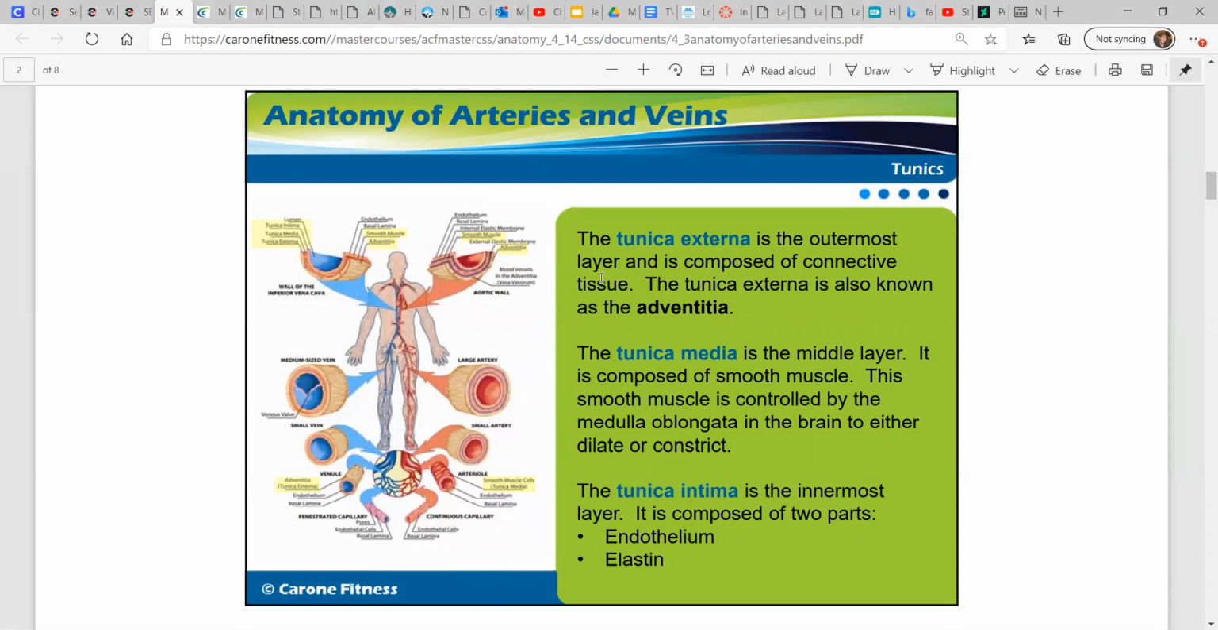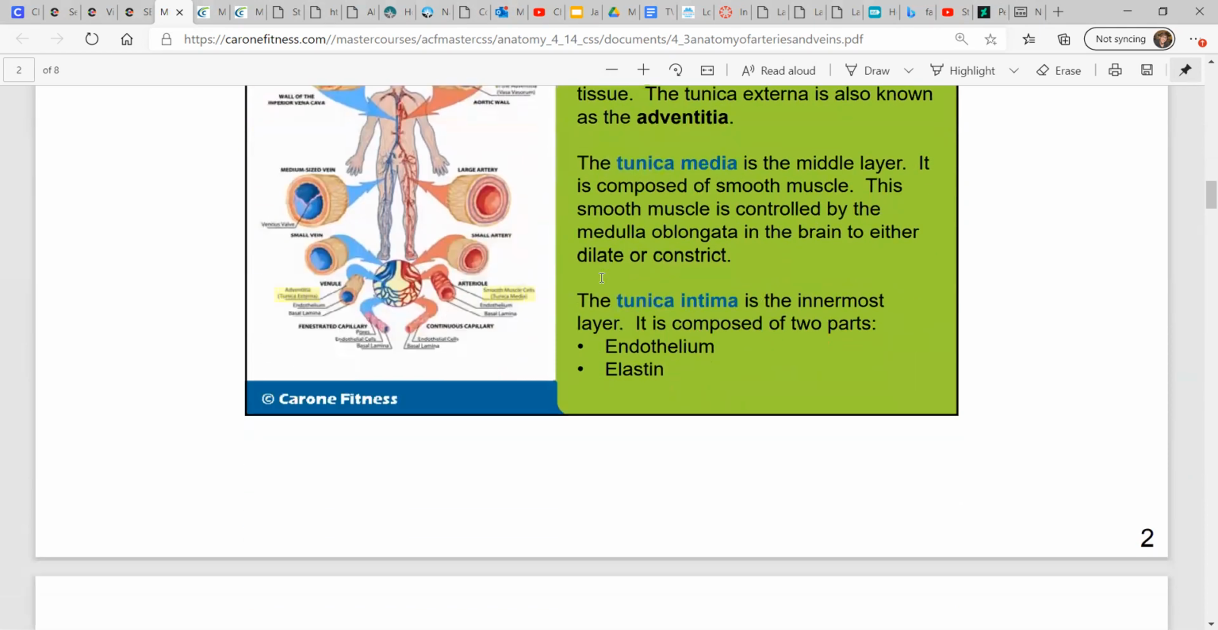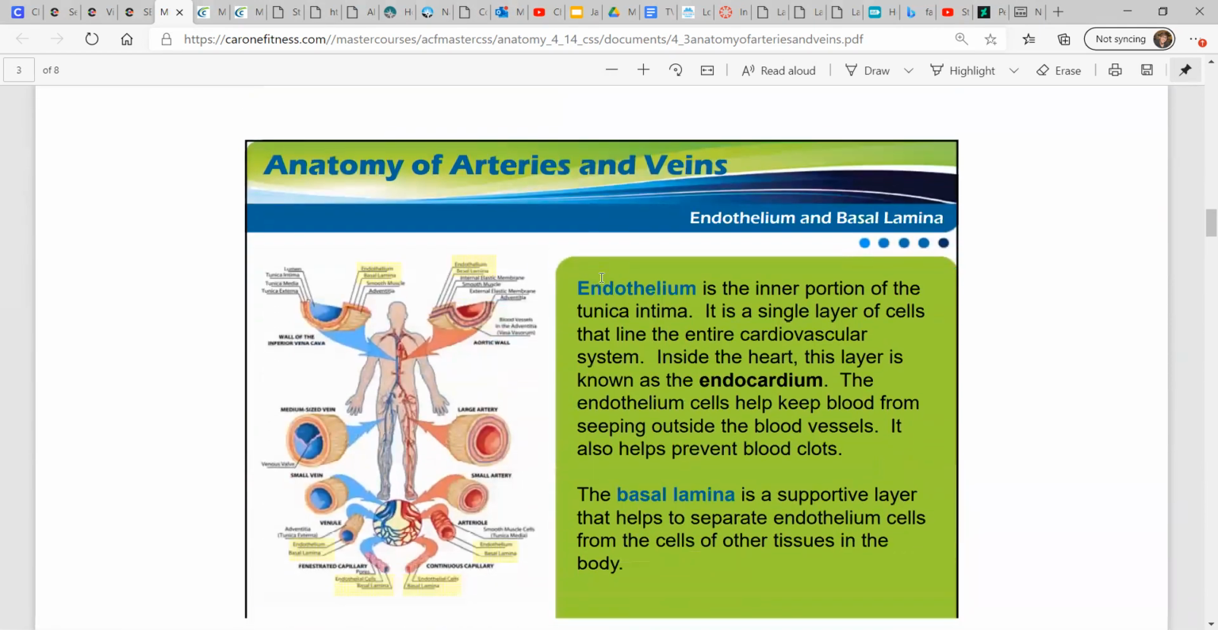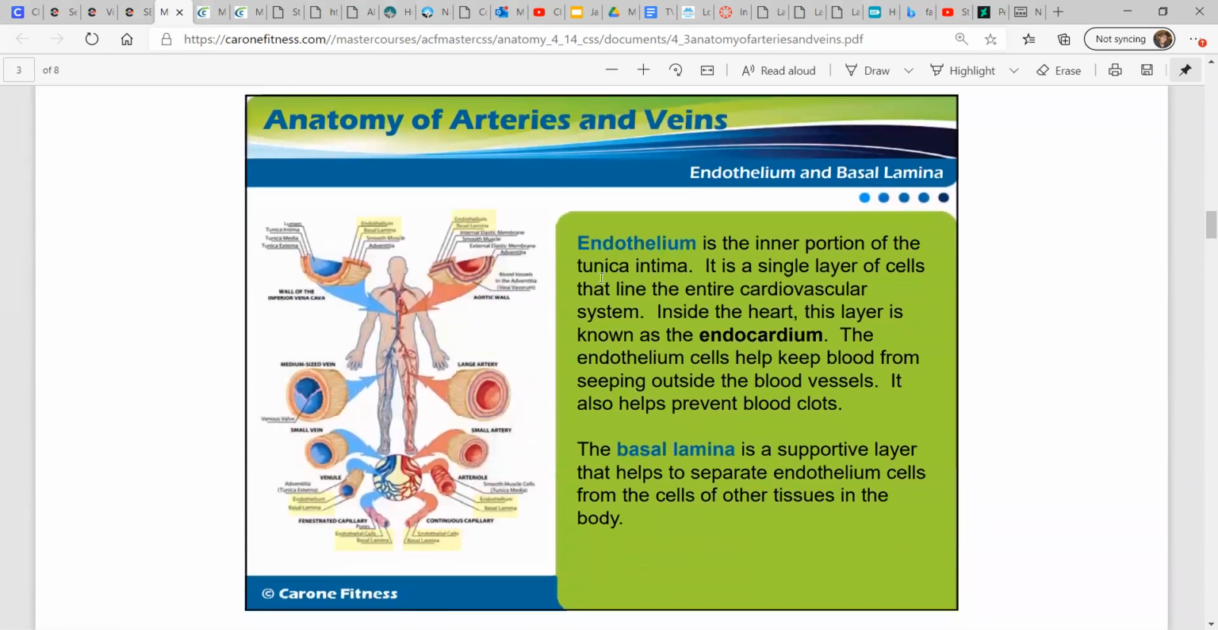And lastly, we have the tunica intima. It's the innermost, the most intimate inside layer, and it's composed of two parts, the endothelium and the elastin. The endothelium is the inner portion of the tunica intima.